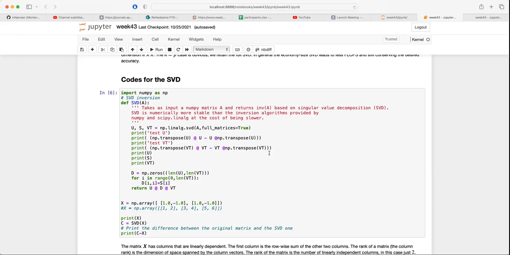So let's go down and look at the whiteboard. And then we're going to go back and look at the codes and see how we can implement the singular value decomposition and how we can use that to calculate what's called the pseudo-inverse. So let me bring that back.